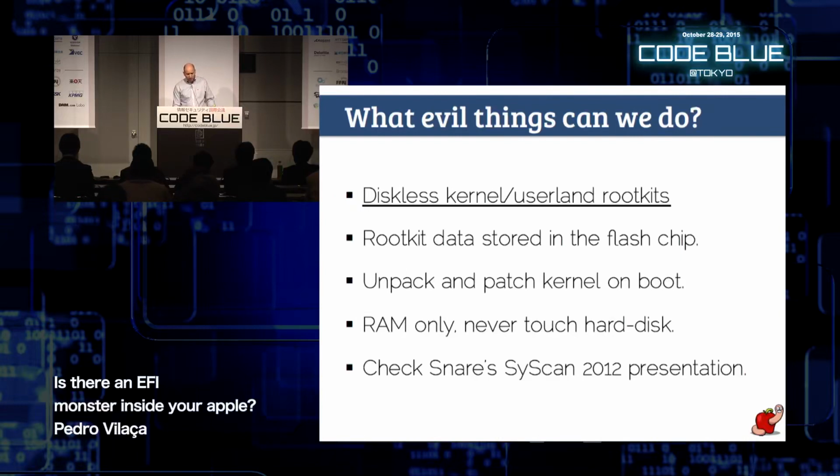rootkit. So the idea is you put the rootkit data in the flash chip where the EFI is. When the machine starts, you patch something, the kernel, the browser. You can attack the browser, for example, and you never put information on the hard disk. This is very interesting in terms of detection because nothing will go to the hard disk.